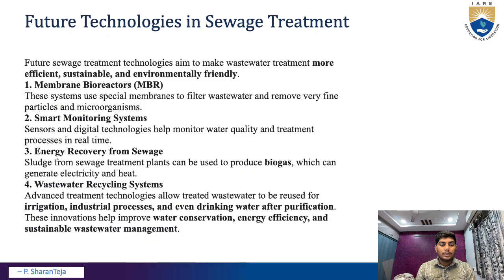Energy recovery from sewage. Sludge from sewage treatment plants can be reused to produce biogas, which can generate electricity and heat. And the fourth one is wastewater recycling systems. Advanced treatment technologies allow treated wastewater to be reused for irrigation, industrial processing, and even drinking water after purification. This innovation helps us improve water conservation, energy efficiency, sustainability, and wastewater management.